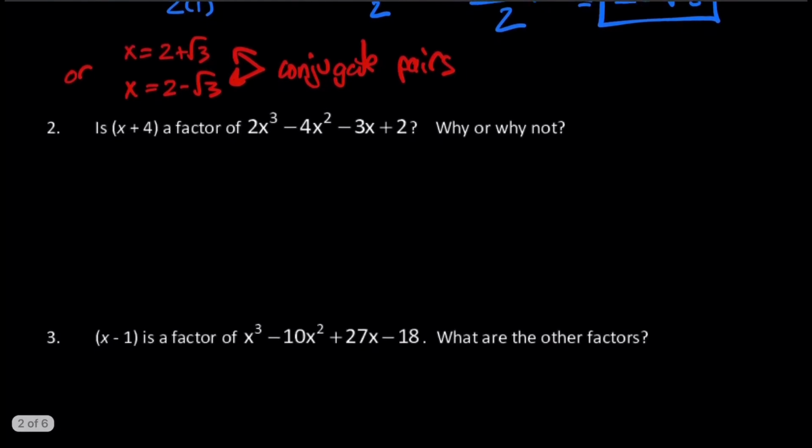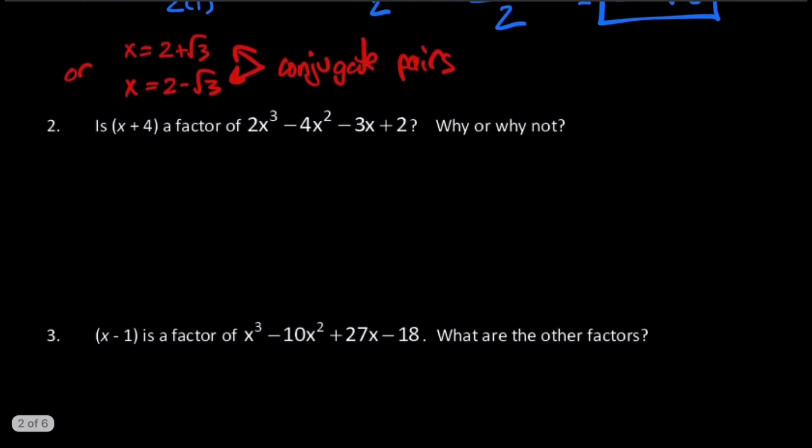Next, is x plus 4 a factor of 2x cubed minus 4x squared minus 3x plus 2? Why or why not? Remember, we're going to use synthetic division for this. Since the root is a negative 4, that's what's going to go in our box. Next, I use the coefficients, a 2, a negative 4, a negative 3, and a 2.